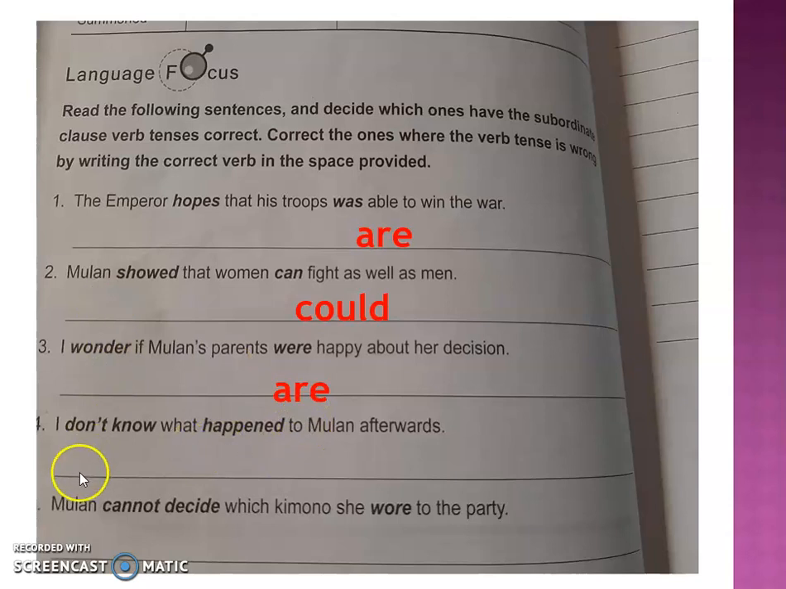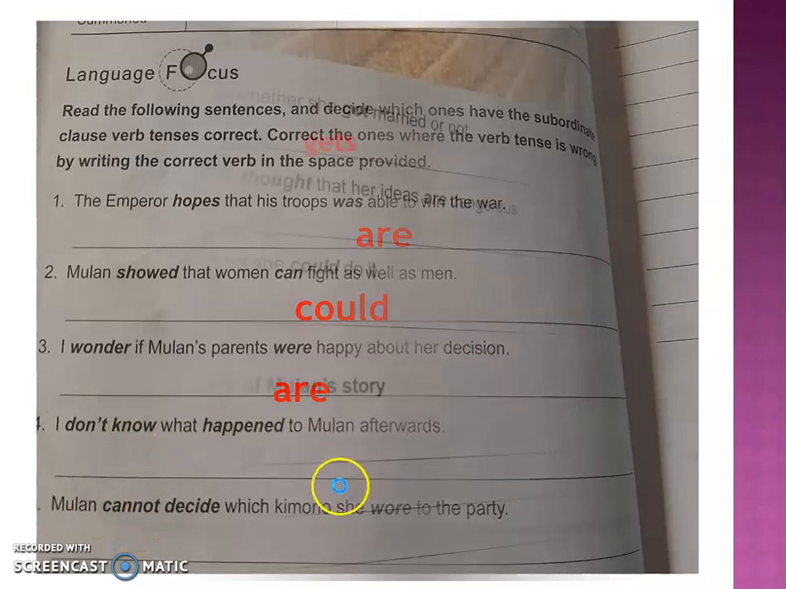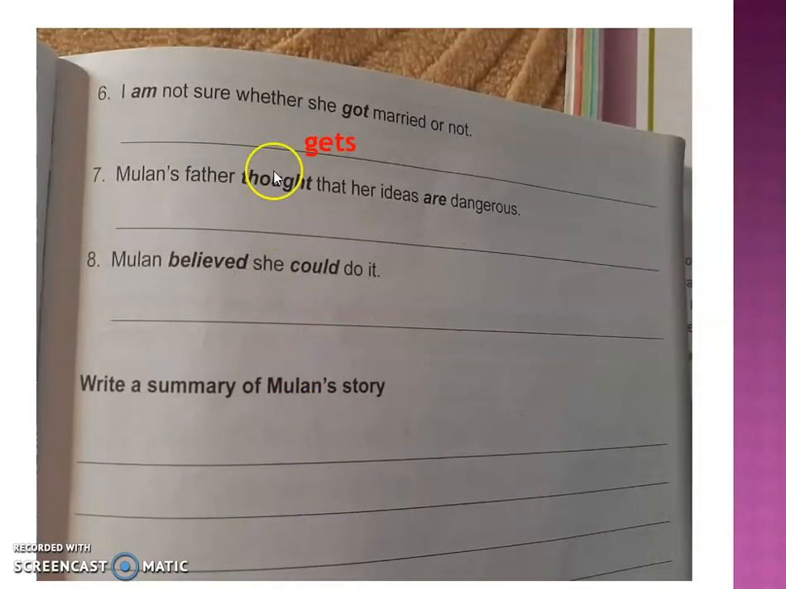Okay? You should complete. I don't know. Don't know. It's what? Is it present? Is it past? Is it future? And the second one should be like it. Mulan cannot decide which kimono she wore. You have cannot. Okay? Cannot, is it in the simple present, past, or future? The second one should be like it. Also, the following sentences, 6, 7, 8, you have to do the same.